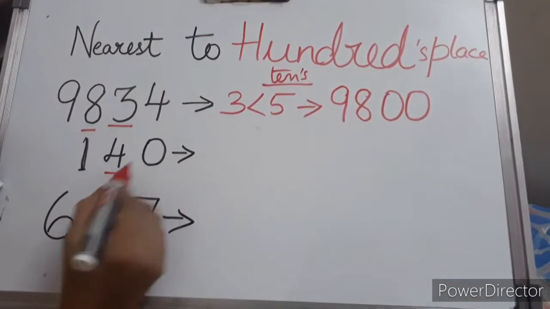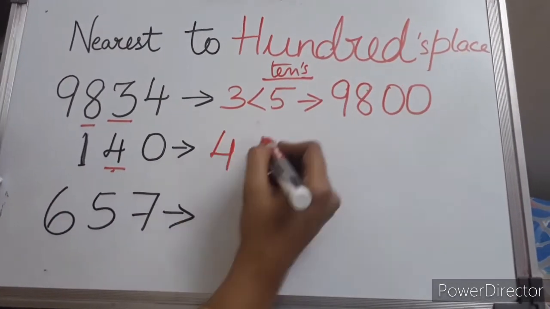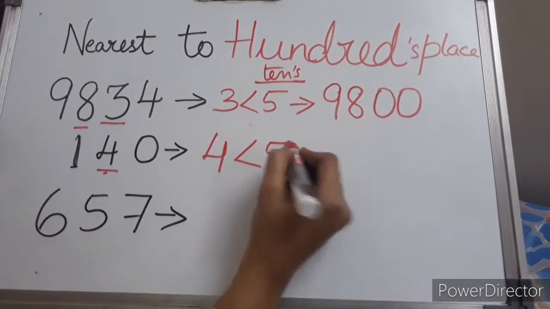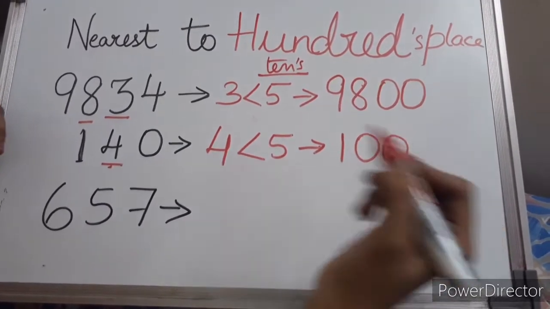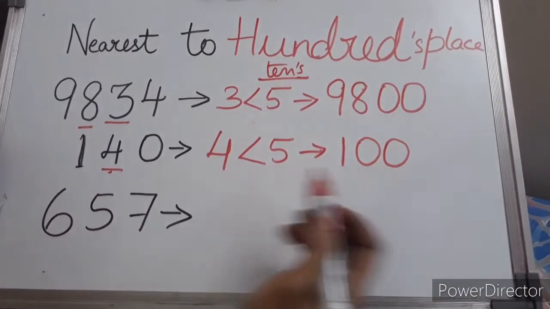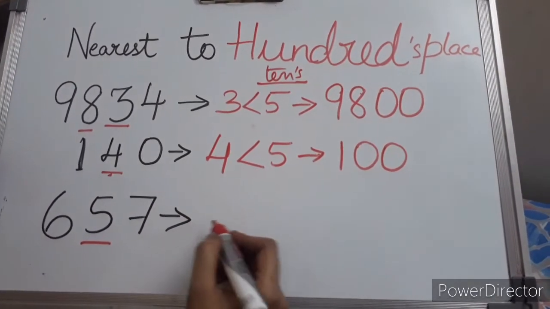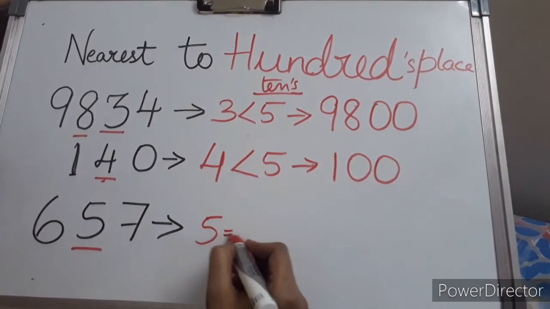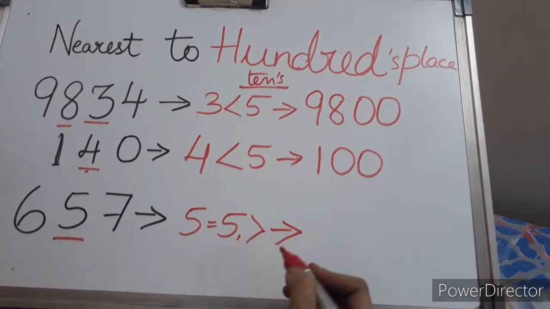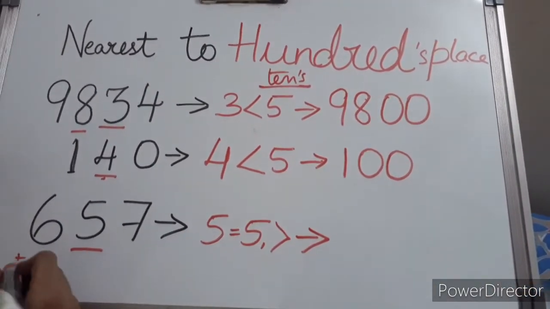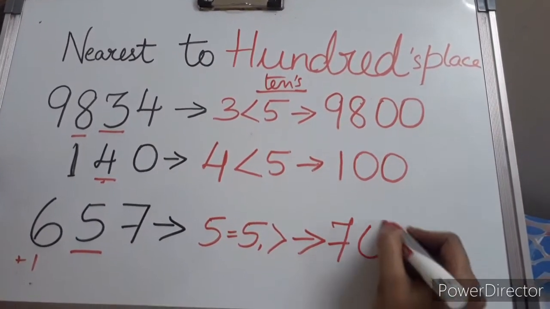Similarly for the second number, 4 is in tens place, and for 100 rounding off we have to examine the tens place digit. So 4 is again less than 5. So again our answer comes to 100. So rounding off 140 is 100. Similarly for 5, 5 is in tens place. 5 is equal to 5 or it can be greater also. So the same applies for this number also. We will just add 1 to the nearer digit, so it will be 700.